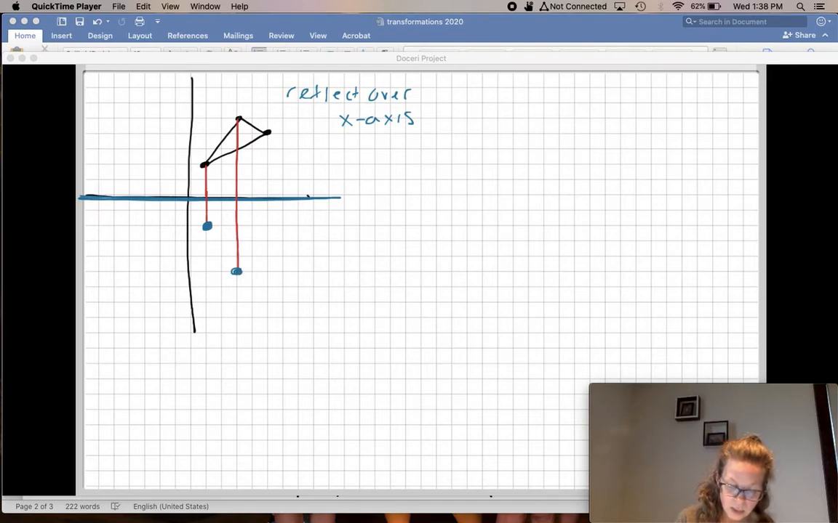Okay. Take this one, go 1, 2, 3, 4. Go 1, 2, 3, 4. It has to be the same number of boxes on each side, so we're maintaining that distance. And then when I connect those dots, we get the perfect matching butterfly wing on the other side. Okay.